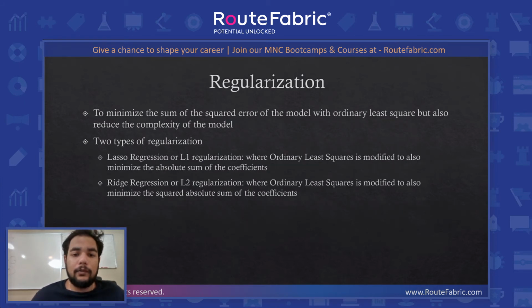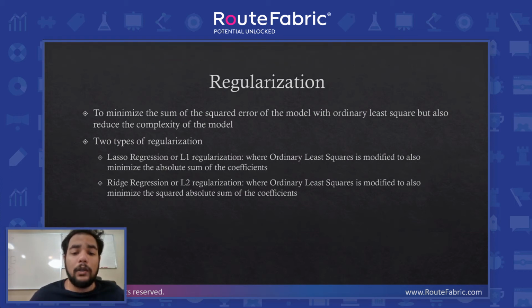Now let us look at regularization. Regularization has two types. One is lasso regression, which is L1 regularization, where ordinary least squares is modified to also minimize the absolute sum of the coefficients. Whereas we have ridge regression, or L2 regularization, where ordinary least squares is modified to also minimize the squared sum of the coefficients. If we use both L1 and L2 regularization, which is lasso and ridge regression, we call it elastic net regularization, where both concepts are used and the balance is set based on the machine learning model and how the data reacts.